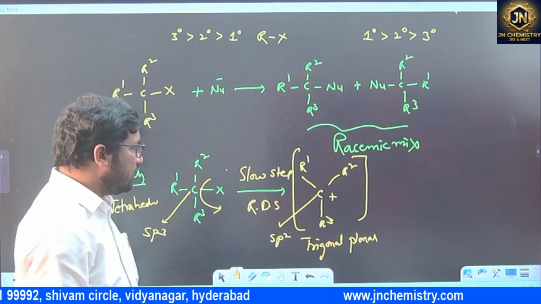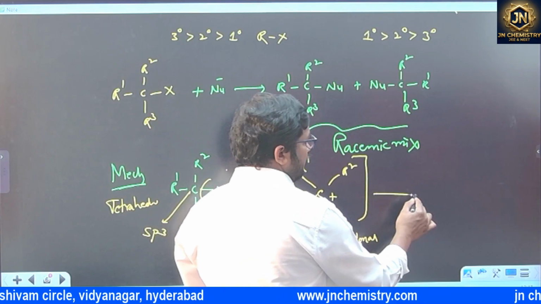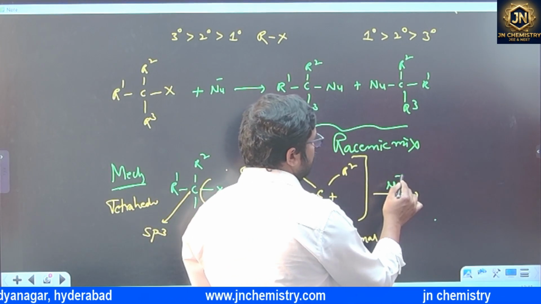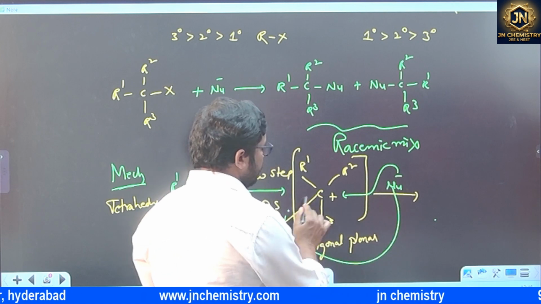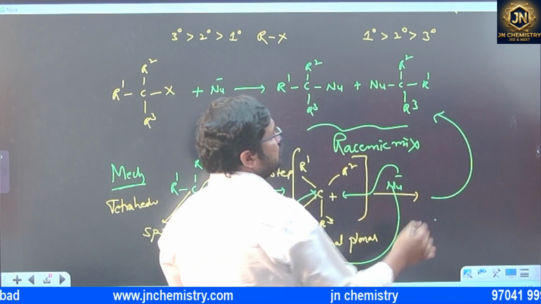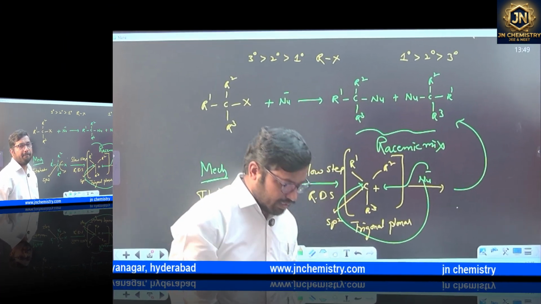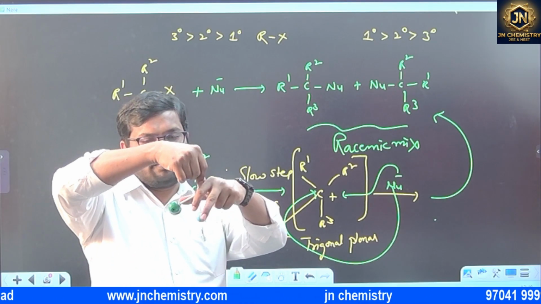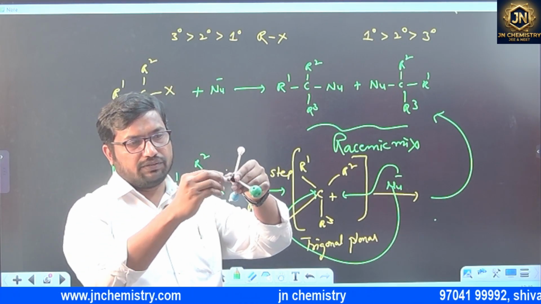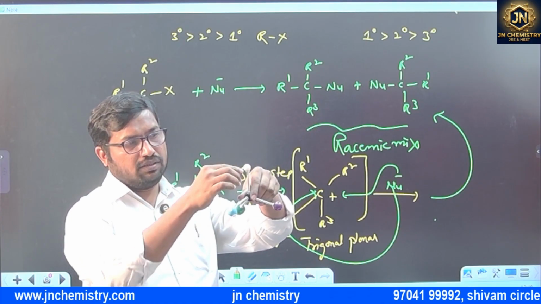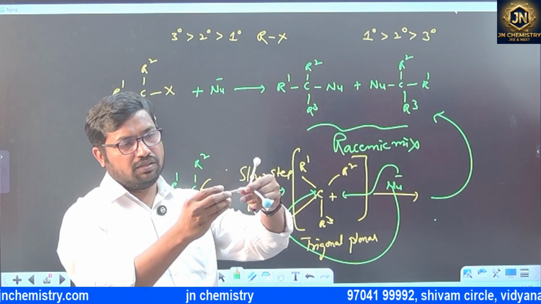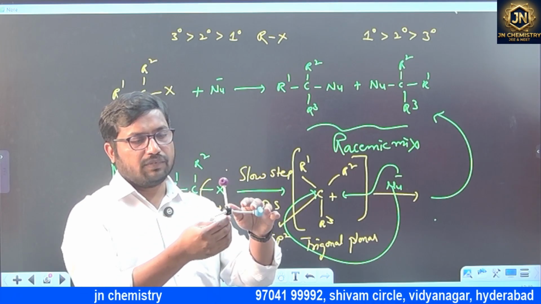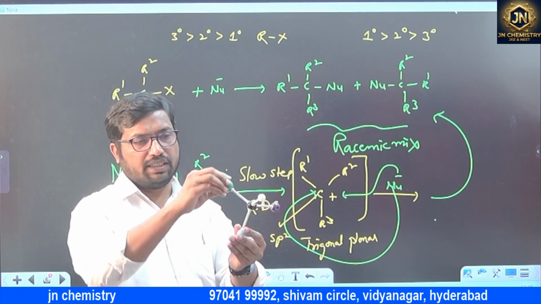Then the nucleophile can attack from back side or front side. 50-50 chances are there. So then we'll get this product. This is tetrahedral shape now. Basically, all are in different directions. This is one direction, this is one direction. You can take it like this also. Anything is fine.